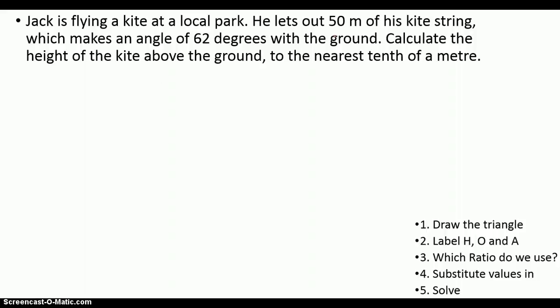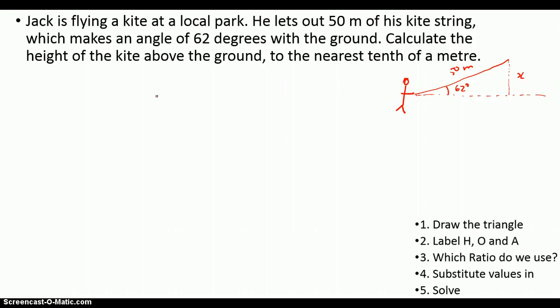So let's work out the situation. Let's just say Jack is standing right here, and he's holding a kite, and this kite string is 50 meters long. And it says here it makes an angle with the ground. Let's just pretend at this stage right here, that's the ground. He makes 62 degrees. And we want to work out from this kite, what is that value?